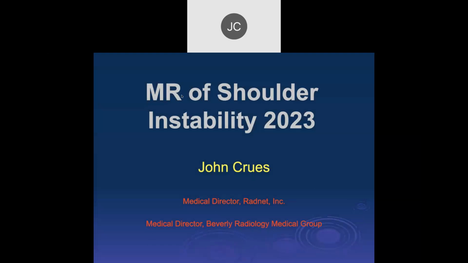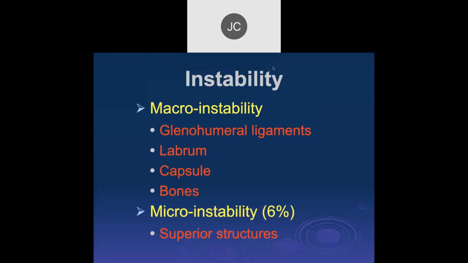Okay, so let's go on and talk about instability now. There are a lot of different ways to categorize instability. One is to use the term macroinstability, I'm sorry. That's the usual one people talk about. It involves the glenohumeral ligaments, the labrum, capsule, and bones.